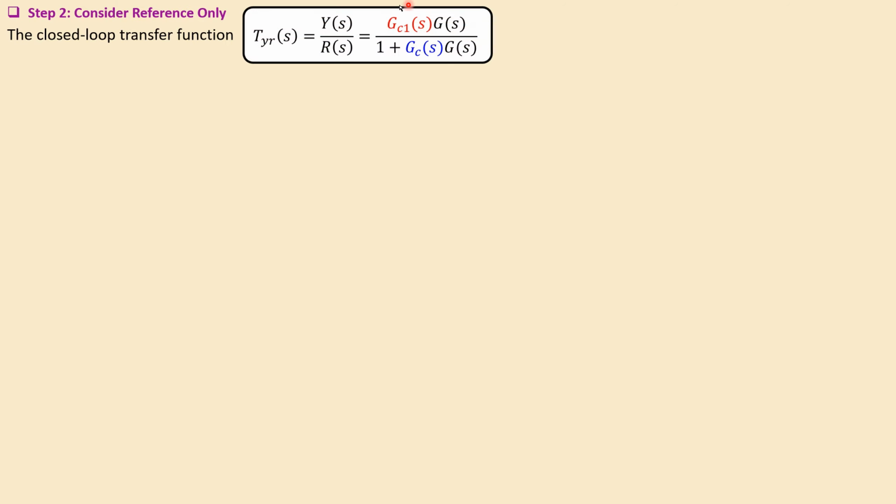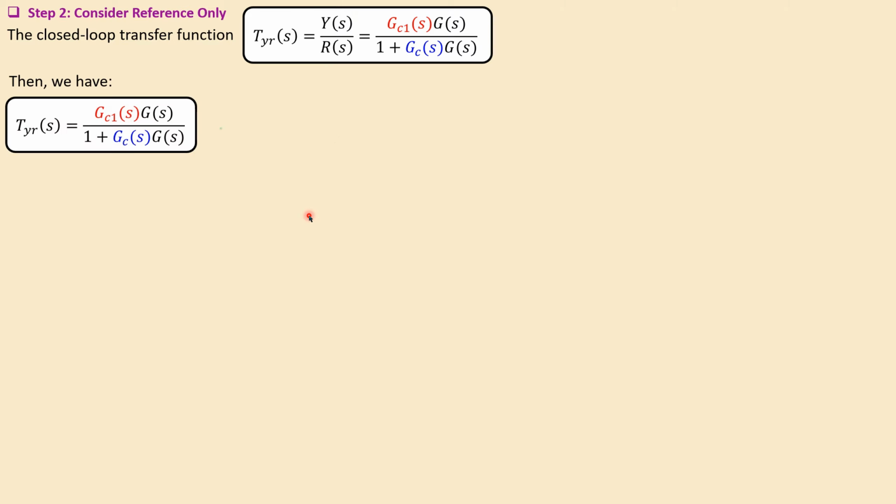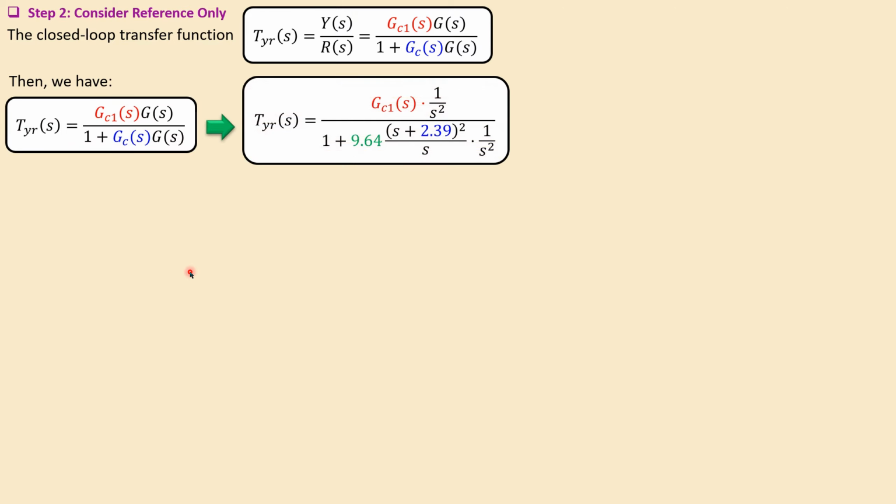Okay, moving on to the next step, which is then step 2. Now we consider only the reference signal. In this first step we considered only the disturbance. Again, a closed loop transfer function. We can see this is the only part which will be added here in the numerator. The rest is actually the same as for the disturbance to output transfer function. Then we have the following, just add everything what we have.